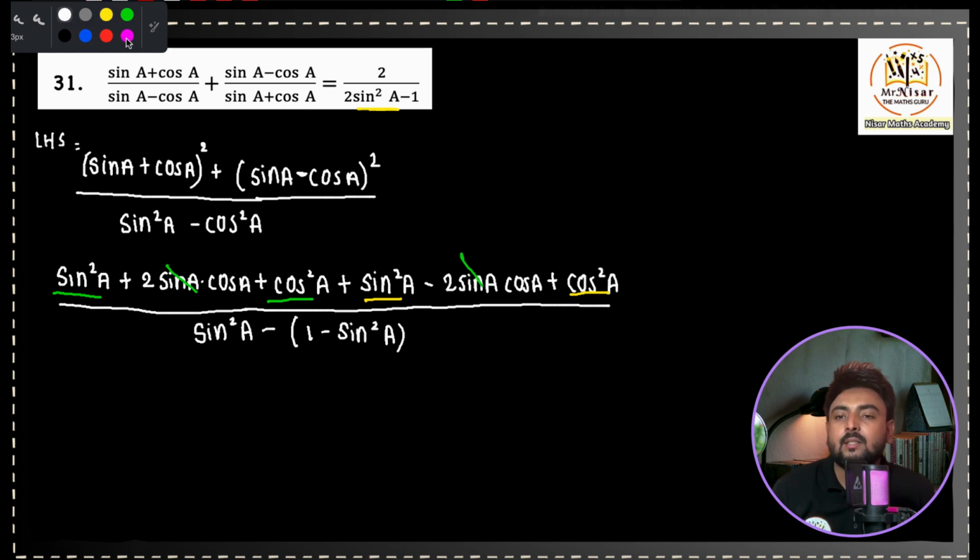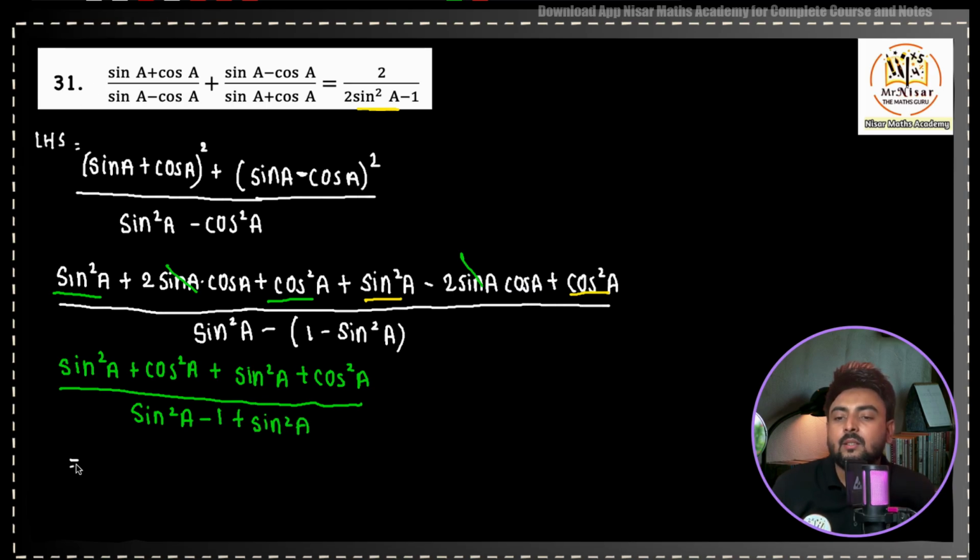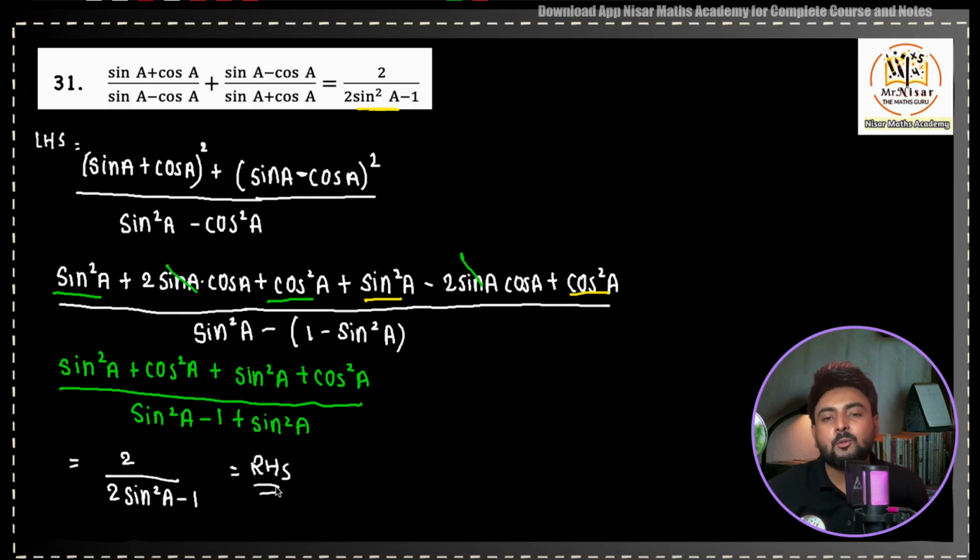So I'll write it over here in the final step. This is sin square A plus cos square A together, and again sin square A plus cos square A, and in the denominator we have sin square A minus 1 plus sin square A. So we will be getting the final answer: sin square A plus cos square A is 1, 1 plus 1 is 2, and in the denominator sin square A plus sin square A is 2 sin square A minus 1, which is our RHS. Let's go ahead for the next question.